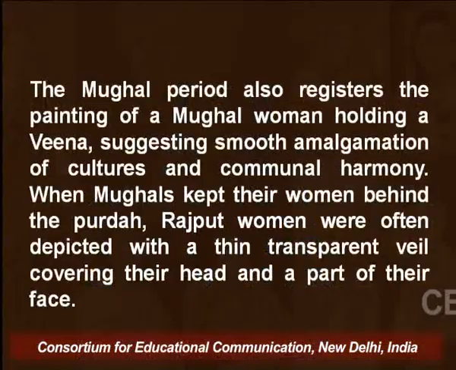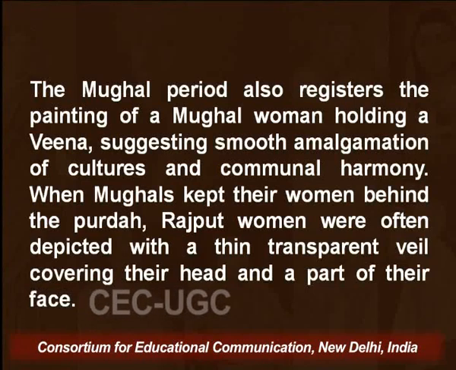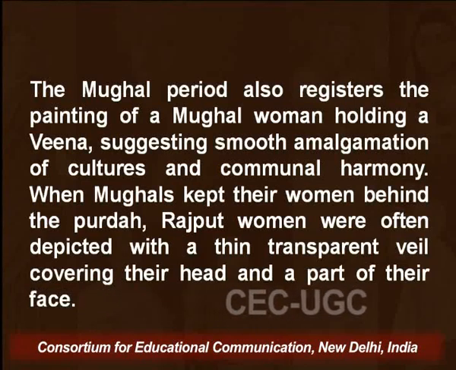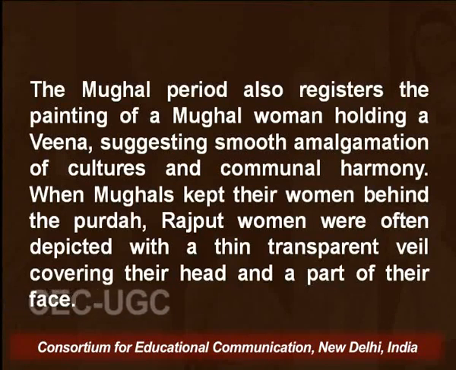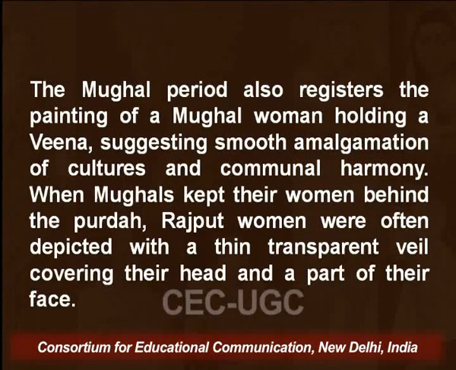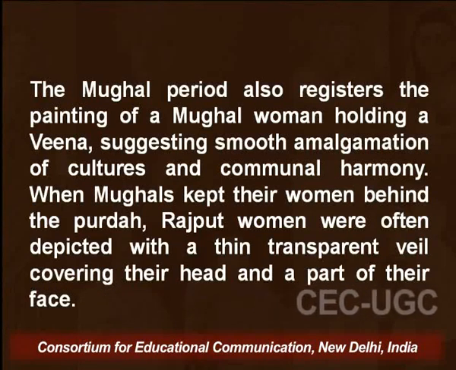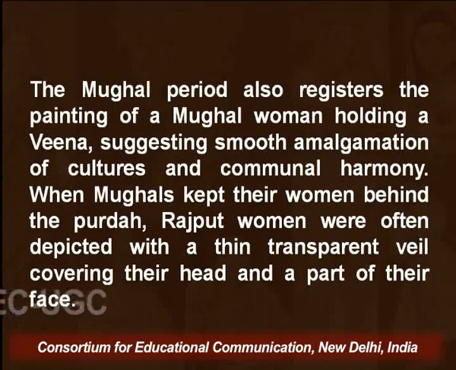power equations among relationships. The Mughal period also registers the painting of a Mughal woman holding a veena, suggesting a very smooth amalgamation of cultures as well as communal harmony. When Mughals kept their women behind the parda, Rajput women were often depicted with a very thin, transparent veil covering their head and some part of the face.